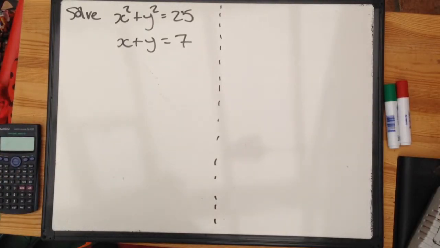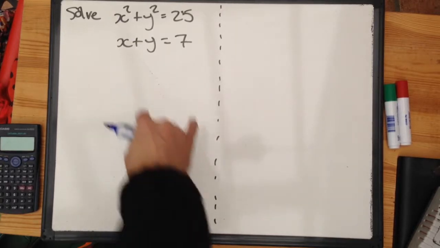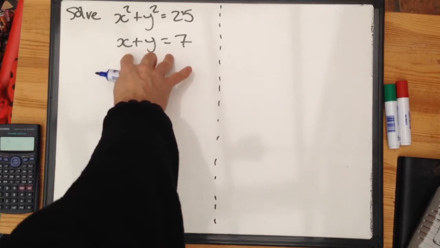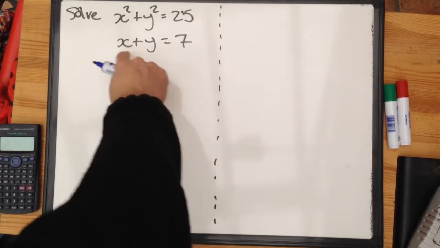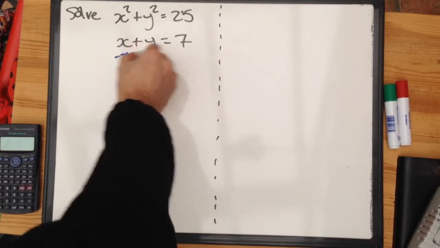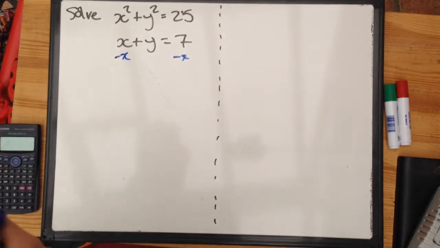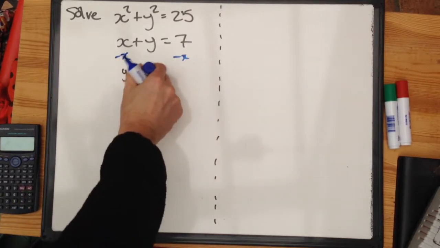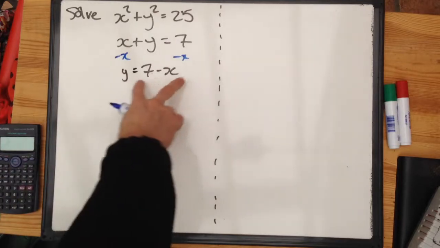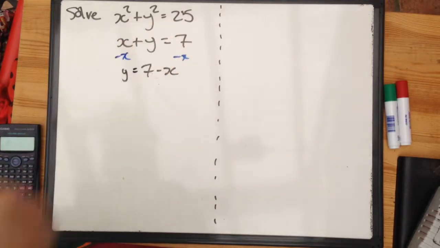And what that means is we need to make y or x the subject of one of those equations and swap it into the other. The easiest one is probably to use the bottom equation here. I'm going to make y the subject by removing x from both sides. So I end up with y is equal to 7 minus x. And I substitute that wherever I see y in the first equation.